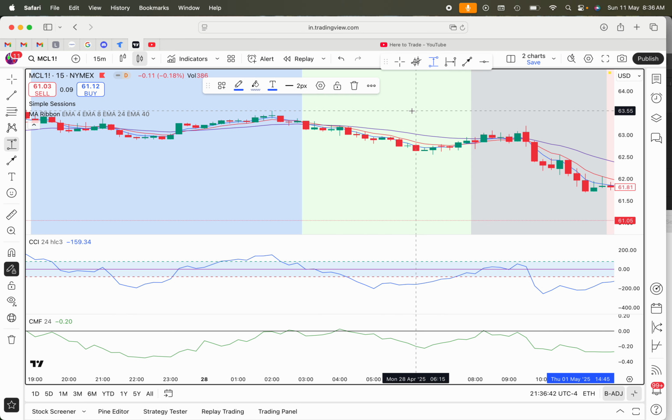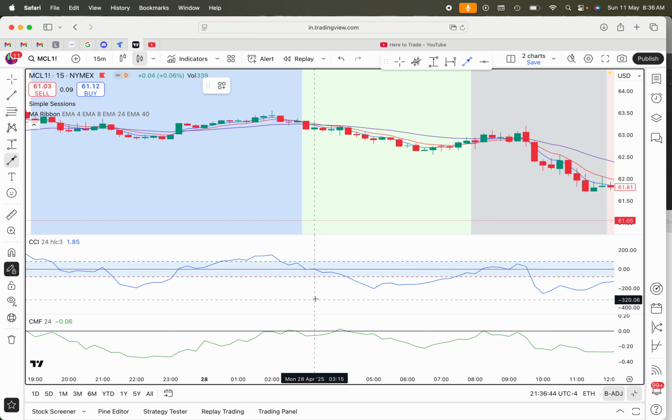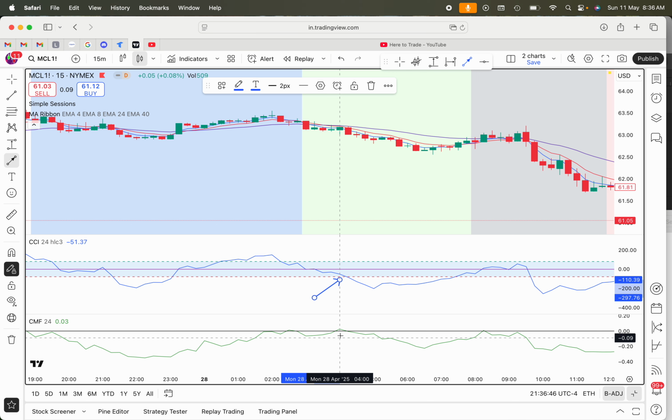Here's one. So the CCI came down, and you can see at that same point. No. Sorry, false alarm for me. I thought that was right on that mark. Okay, so they both went down.